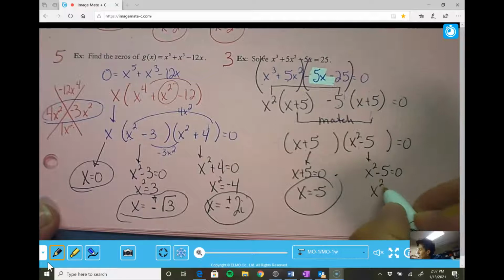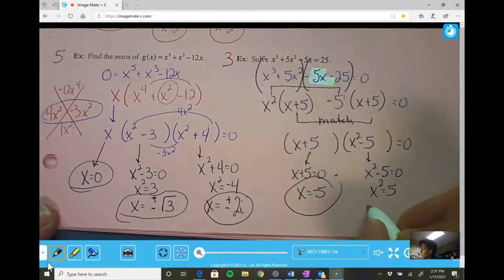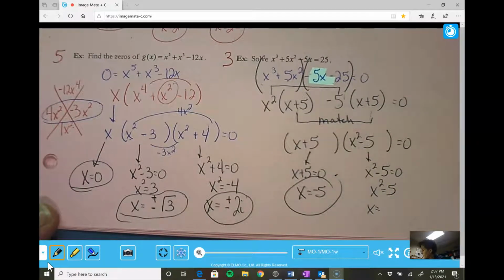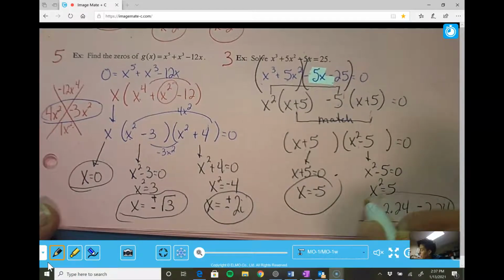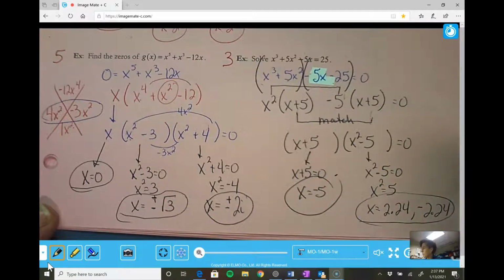Here I would add 5, and then to isolate x I would square root, and this time I'll put the decimal version, because the decimal version will be helpful when we graph, and this is 2.24, but again there's a positive and a negative version of that answer. So now I have my 3 problems, or my 3 answers.